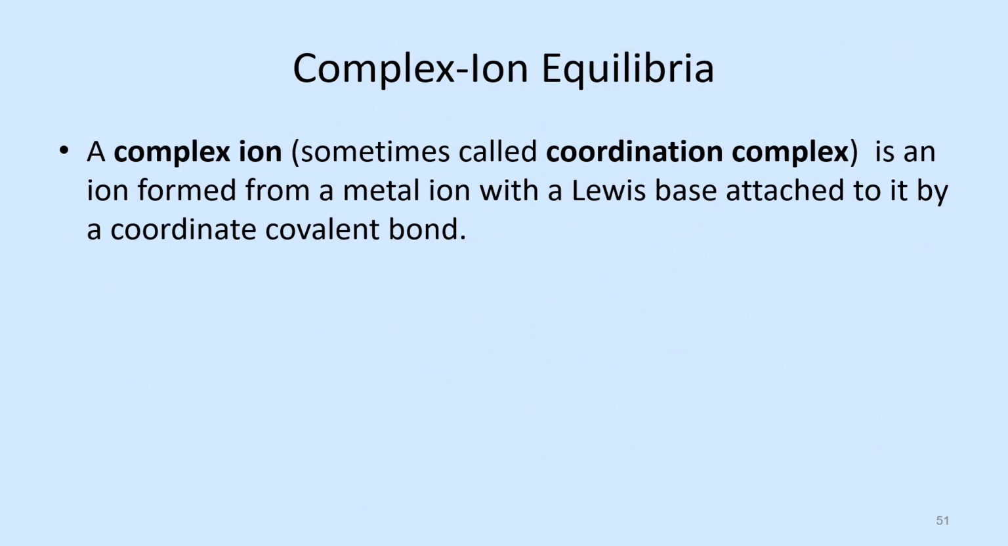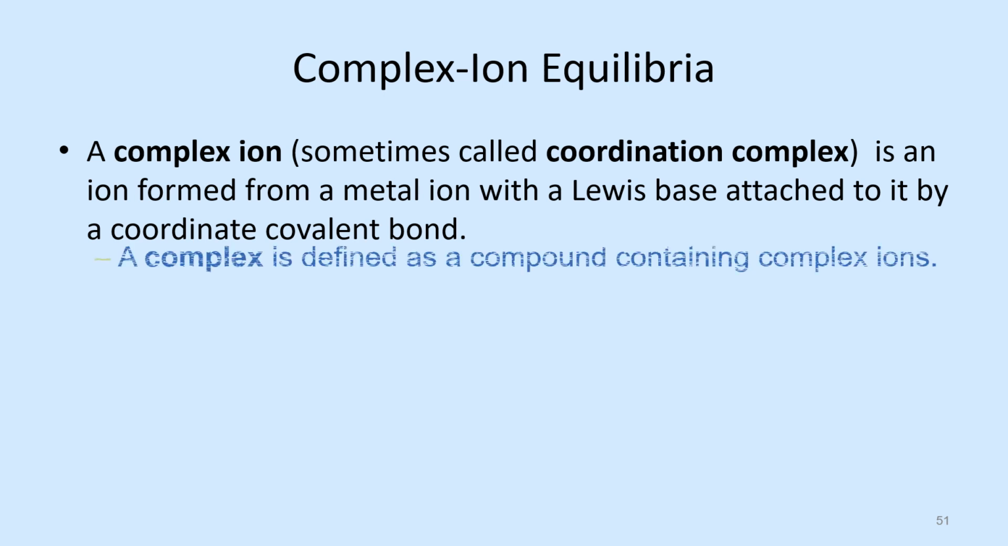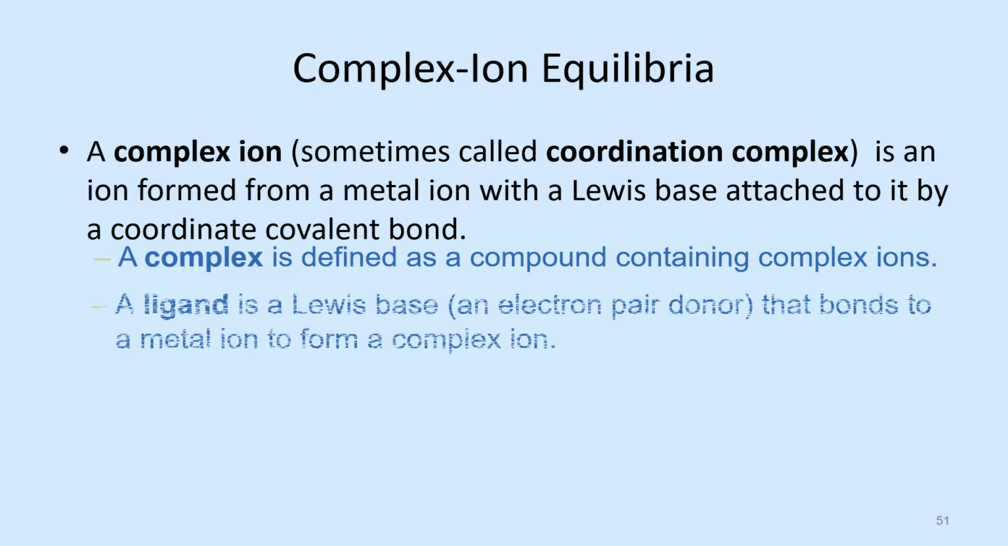So these complex ions, which are sometimes called coordination complexes, are formed from a metal ion with a Lewis base. And the Lewis base, also called a ligand sometimes, is attached by these coordinate covalent bonds. So again, the complex is defined as a compound containing complex ions. So it has a central ion and then other ligands attached to it. The ligand is always a Lewis base, which is an electron pair donor that bonds to the metal to form this complex ion.